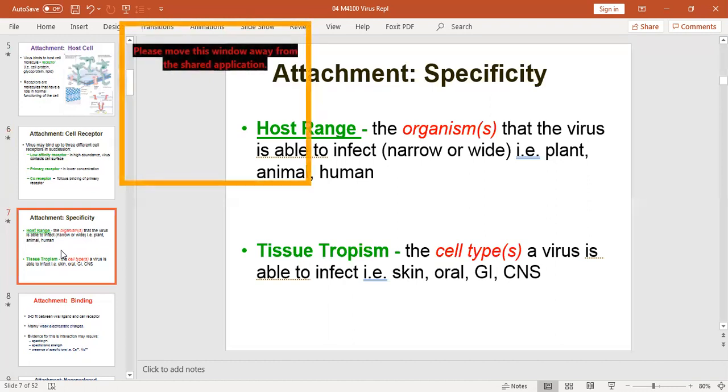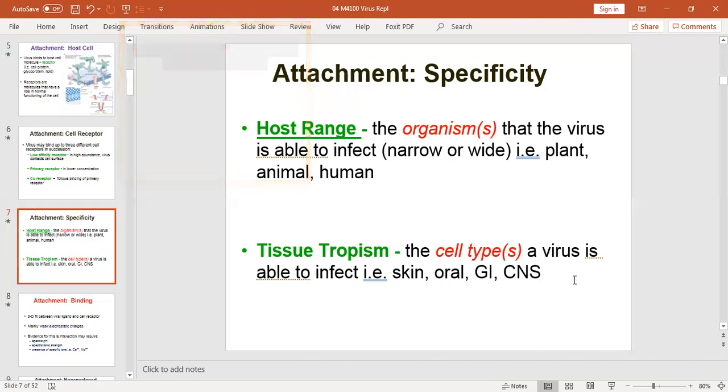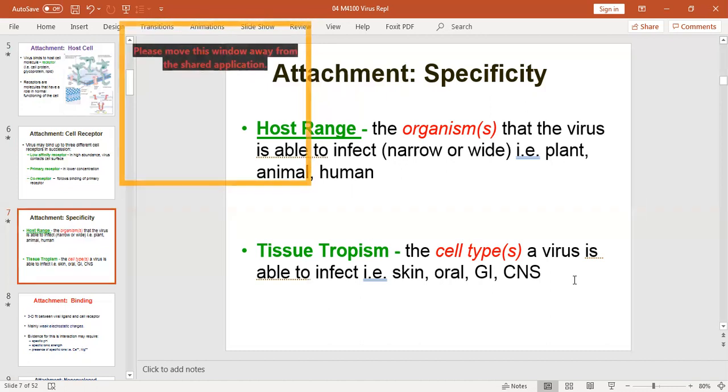The other concept regarding specificity comes from tissue tropism. Tissue tropism is basically the cell type or cell types that a virus is capable of infecting. These can be either skin, oral mucosal cells, gastrointestinal tract cells, or central nervous system cells. So these 2 concepts, host range and tissue tropism, contribute to the specificity of the attachment of the virus to the host cell.